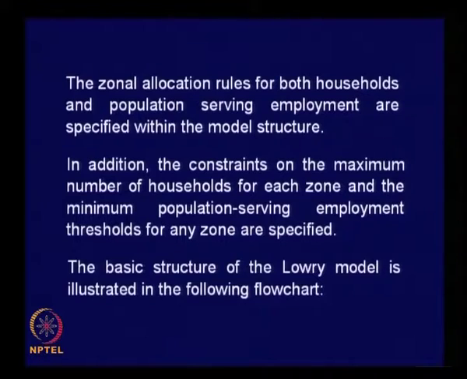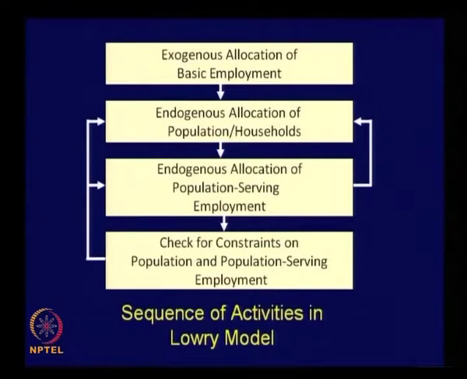Of course, the basic structure of the Lowry model is illustrated in the form of a flow chart to reinforce our understanding. This is the basic structure of Lowry's model of land use. First, exogenous allocation of basic employment. Basic employment means the activity centers related to basic employment, right. So, you fix exogenously, from outside the model, all these basic employment centers.